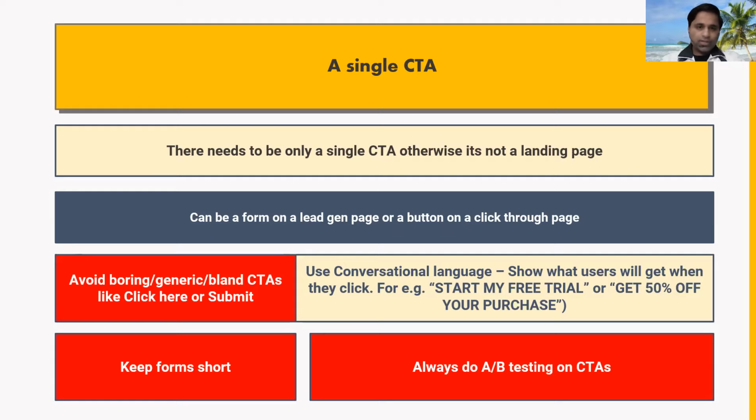But the main point to take note of here is that you should not use bland or boring CTAs like click here, no more, or submit. Now, what do I need? Why should I click here? I know that it is a button I should click, but why should I click? So use conversational language that shows what the users will get when they click, which page they will arrive on, what offer they will get. Put that on the button, like start my free trial or get 50% off your purchase. I will know instantly that once I click this button, I will start my free trial or I will get some offer. Now keep your form short also, and always do A/B testing on CTAs.